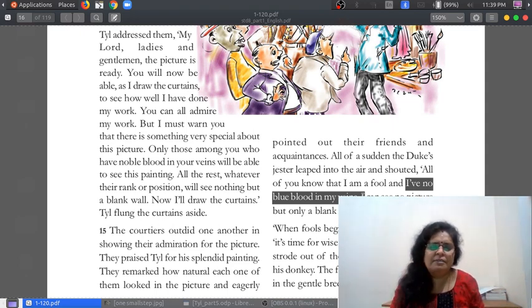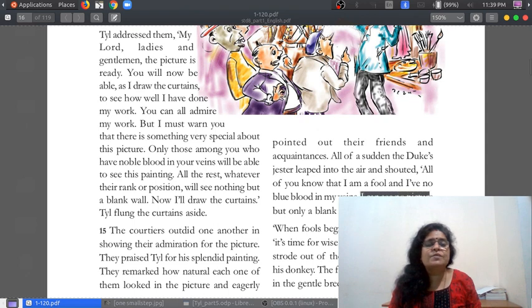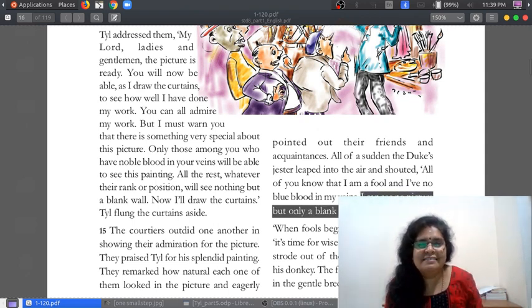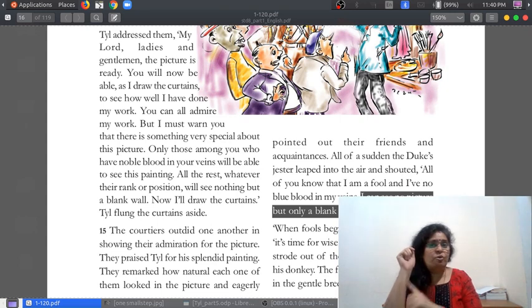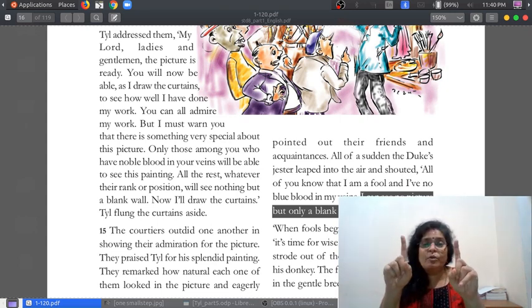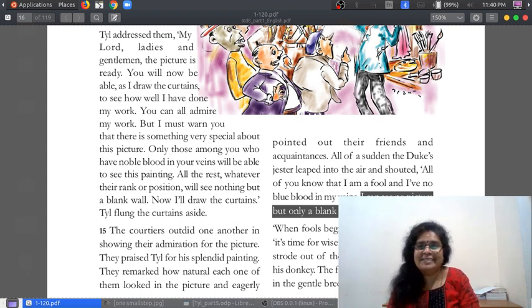"I'm a fool. I can see no picture but only a blank wall." I can see no picture, but only a blank wall. I have no blue blood, so I see only a blank wall. No picture. What do you think about that?